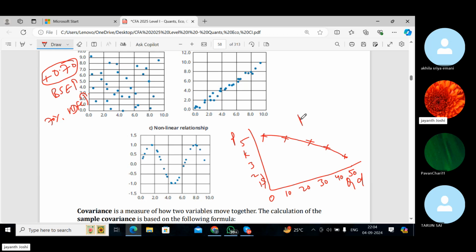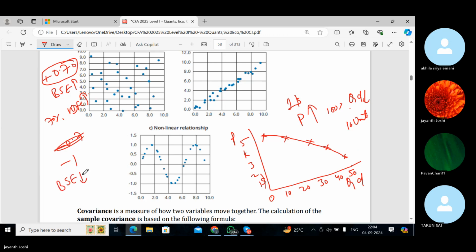That means if the price goes up by $1, there is a 100% chance that quantity demanded will decrease by 10 units. Or in the same case, if I get minus 1 as correlation, if the BSE increases, there is a 100% chance that HDFC will decrease, because it is a negative relationship. If this increases, that has to decrease.